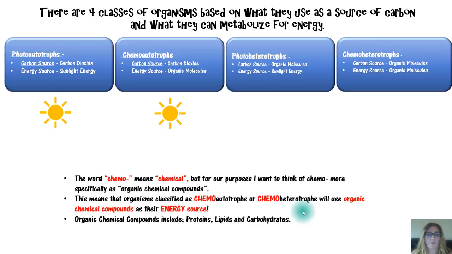The word chemo means chemical, but for our purposes, I like to think of chemo as specifically organic chemical compounds. This means organisms classified as chemoautotrophs or chemoheterotrophs will use organic chemical compounds as their energy source. Organic chemical compounds mean proteins, lipids, and carbohydrates.